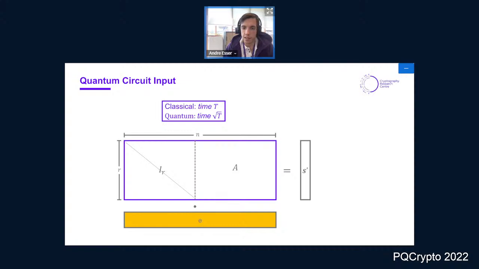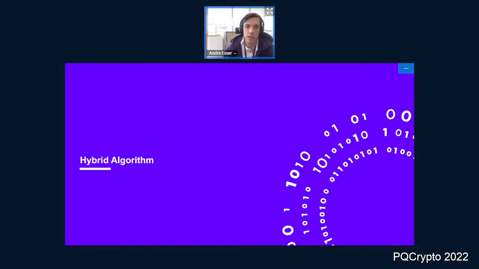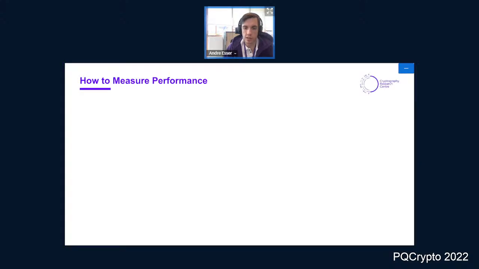And this means that we basically need (n − r) times r bits to represent this instance on the quantum circuit, plus some auxiliary information. So this is basically the baseline for our trade-offs. And now let us talk about the hybrid algorithm. In the paper, we give two different algorithms and a combination. We will cover the combination.